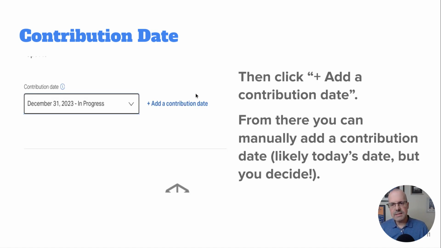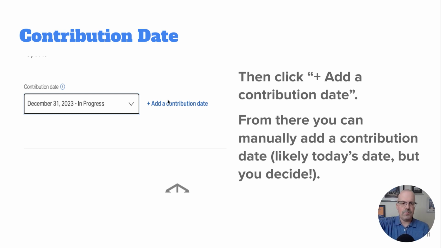And then you're going to see this thing. It's going to say contribution date, and it has two defaults: December 31st, 2023, December 31st, 2024. What you're going to want to do is add a contribution date. You click this button right here, add a contribution date, and there you manually, it'll come up with a little calendar function thing, and you just select today's date.